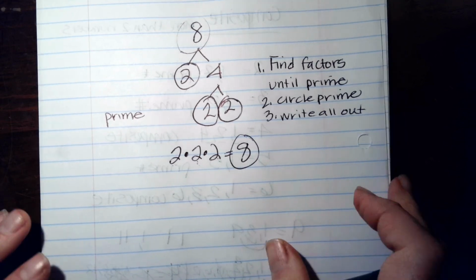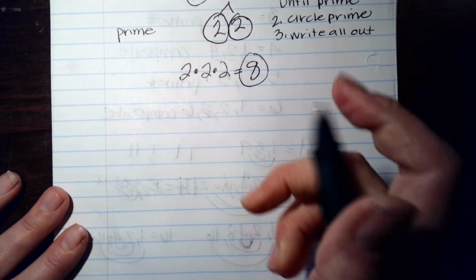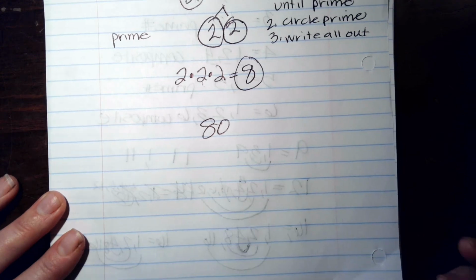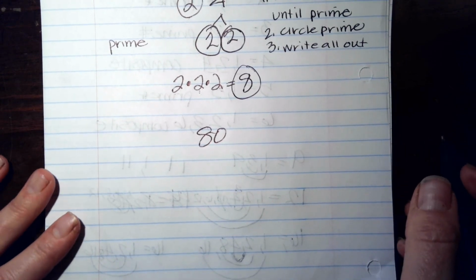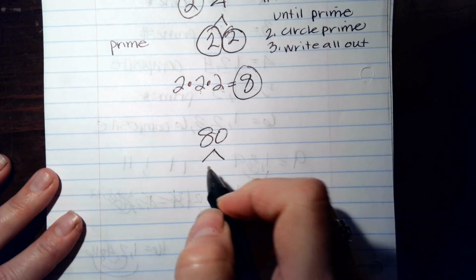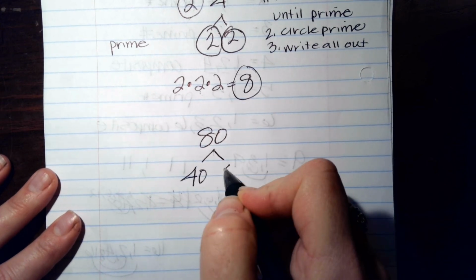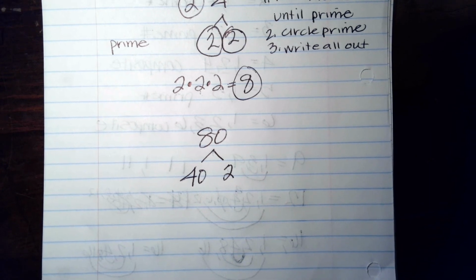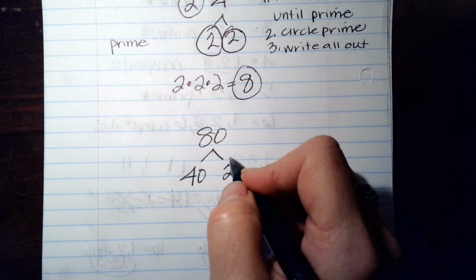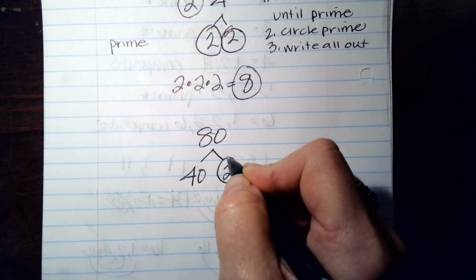Let's try a little bit of a harder one. So we're going to do 80. Cade, what are 2 factors that go into 80? 40 and 2. You're multiplying, not adding. 40 times 2. All right, we're going to circle this 2 because it's a prime number.